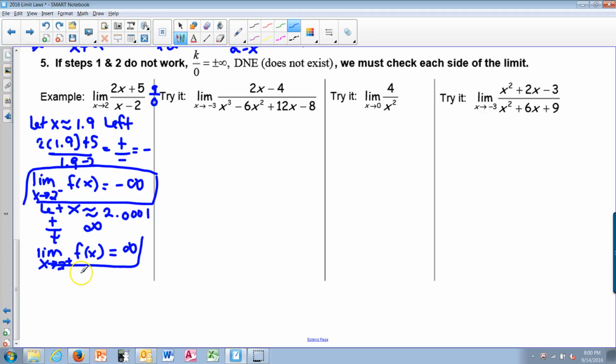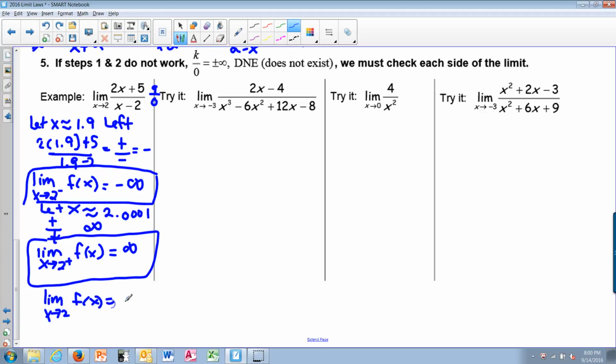This also tells me that since these two limits don't match, I can't even say that both sides are going in the same direction. So the two-sided limit has only one choice. The limit does not exist.